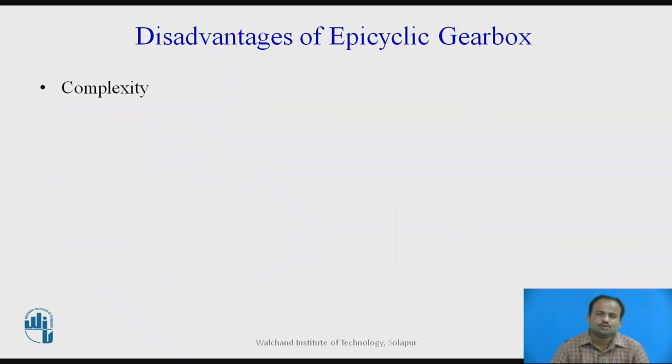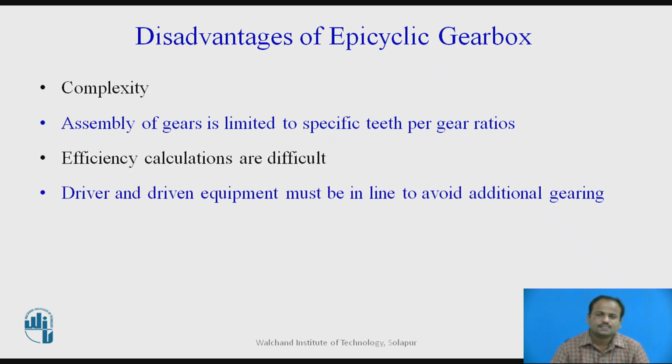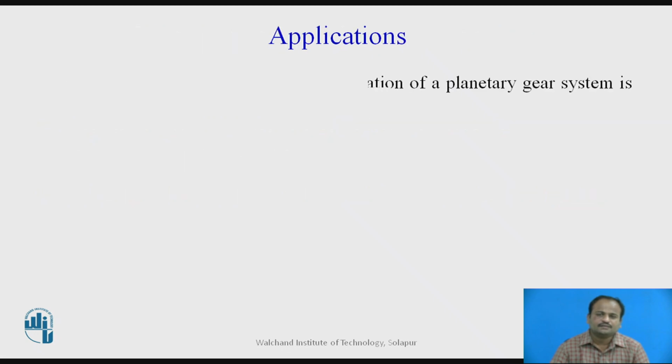Disadvantages of epicyclic gearbox: it is very complex. Assembly of gears is limited to specific teeth per gear ratios. Efficiency calculations are difficult. Driver and driven equipment must be aligned to avoid additional gearing applications.